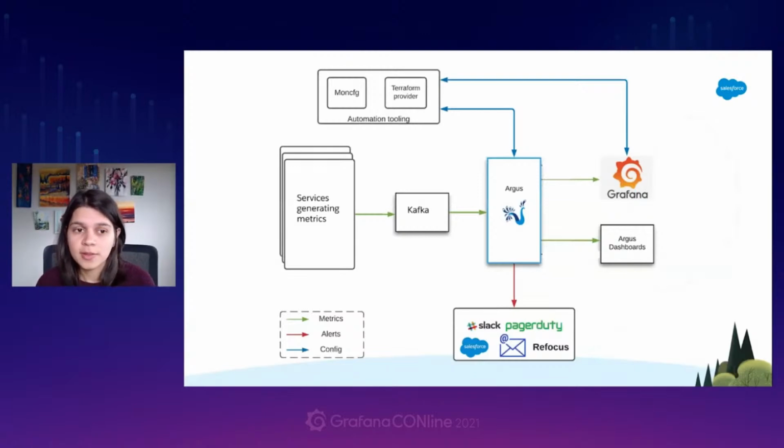A lot of the service teams here at Salesforce are moving to the infrastructure as code model, and we have tooling to support this. On the tooling front, we have monconfig, which stands for monitoring configuration, a homegrown tool that allows defining Argus alerts, Argus dashboards, reads metrics, and Grafana dashboards as YAML-based configuration files. We also have custom Terraform providers to configure these artifacts through Terraform.